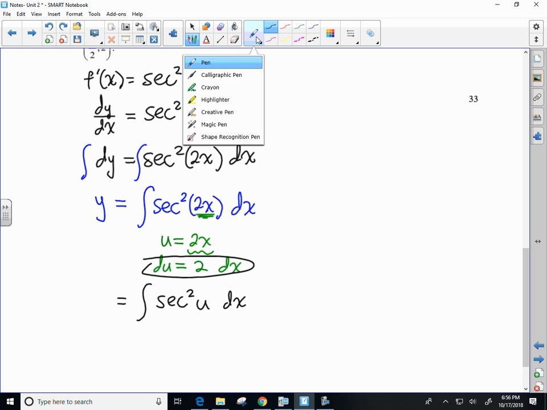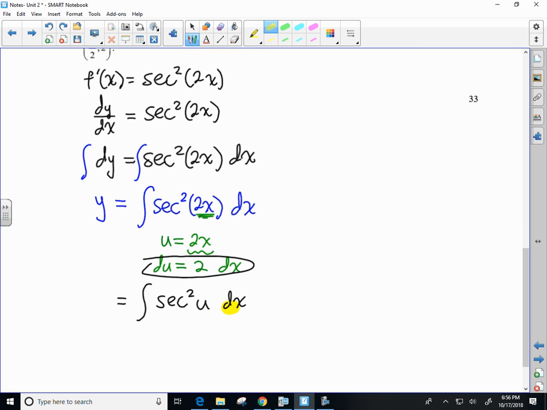My inventory control here is telling me that I need a dx. I have twice that. I don't want twice that. So let me just jot it down over here. du equals 2 dx, sorry. I don't want the 2. So let's divide out the 2. So 1/2 du equals dx. So it's the 1/2 du that's going in.